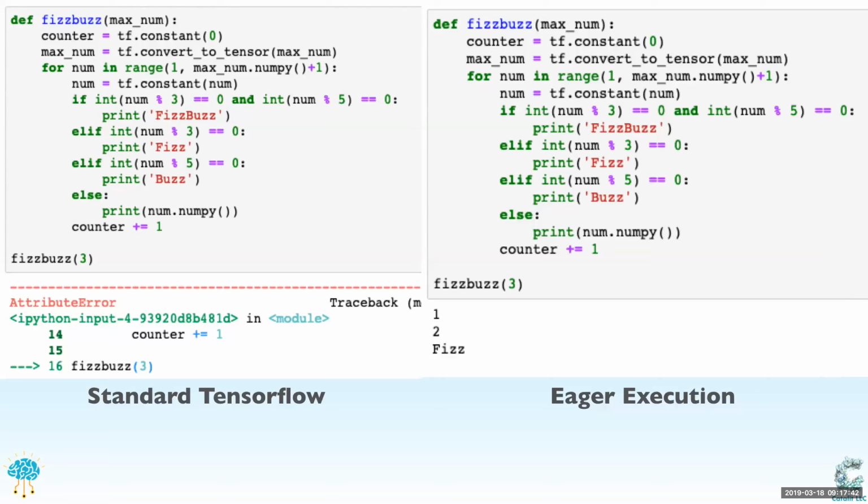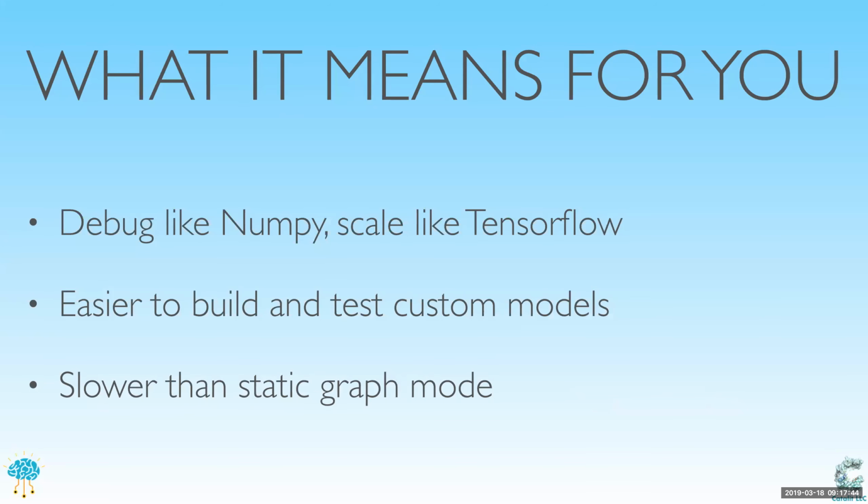So the conclusion is that in TensorFlow, in eager mode, you can debug as if you were doing things with NumPy, but it still scales like TensorFlow to very large models. It's easier to build and test custom models because you can define functions. We've not seen that, but I invite you to look at the documentation. And it's a bit slower than the static graph mode. So I expect that they will improve the performance with the final release.